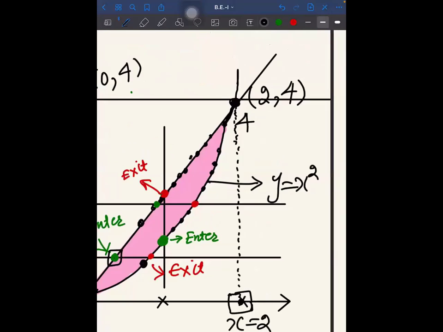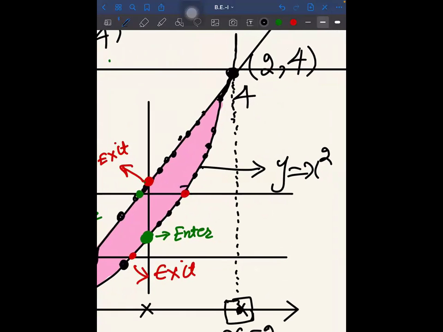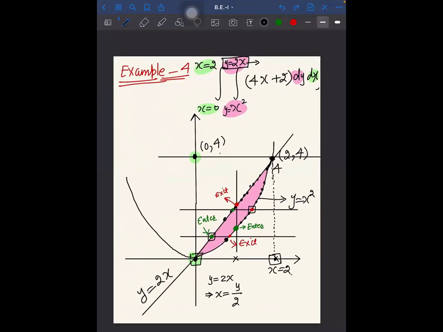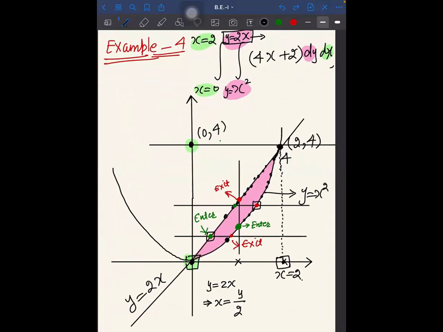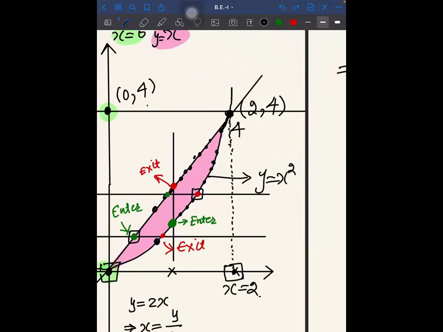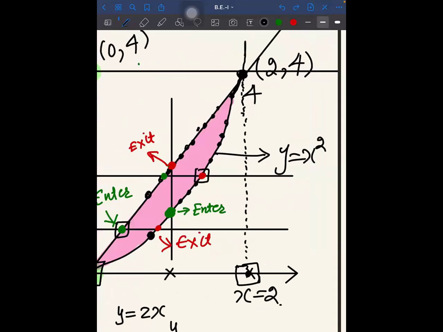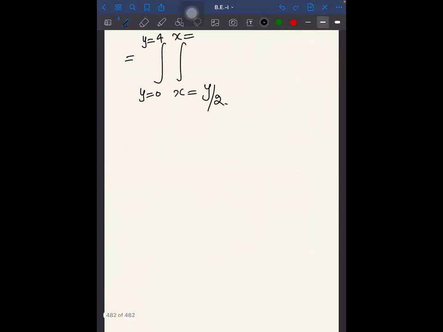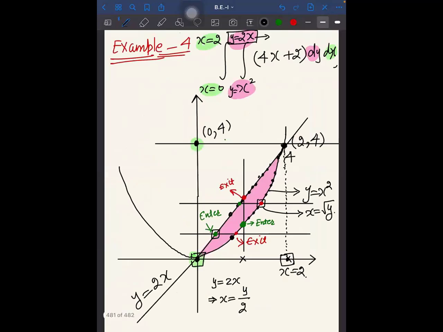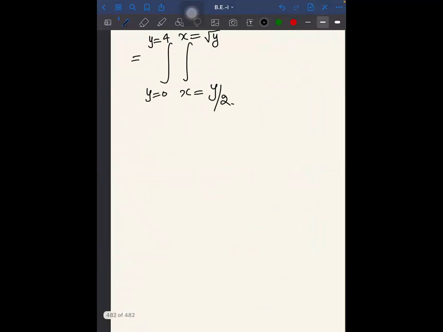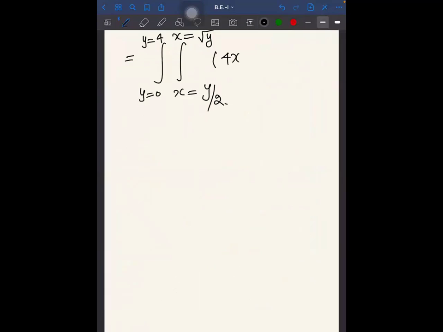So from here, this is the parabola, and you know the equation of the parabola is y is equal to x square. So this is your exit. So here, what value of x do we get? Root y. So that means x goes to root y. And everything else will remain the same, so 4x plus 2 is as it is.